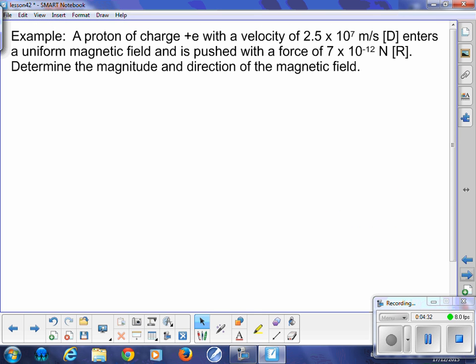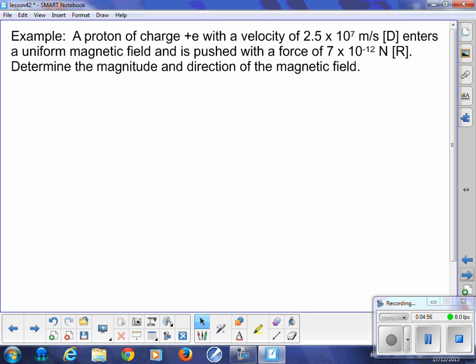So the first example: a proton with a charge of one positive e, so that's the same charge as an electron except positive, has a velocity as stated there. It's going to enter a uniform magnetic field and is pushed with a force of 7 times 10 to the negative 12 to the right. Determine the magnitude and direction of the field.